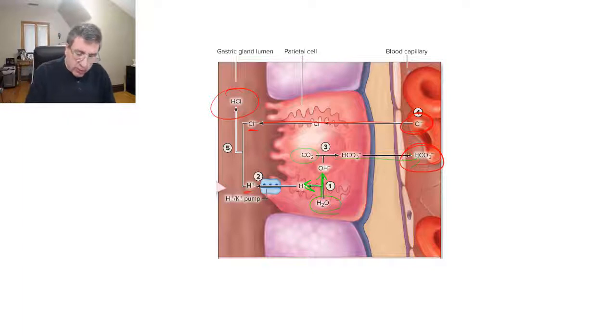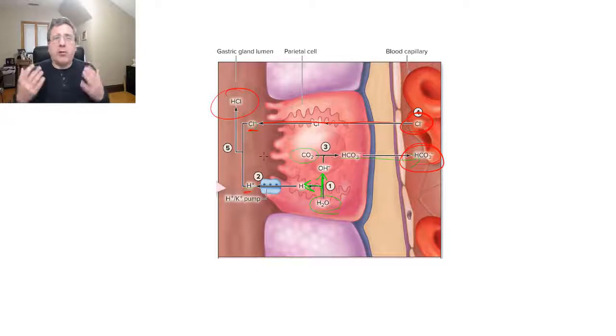But the hydrogen ion that's just floating around out here is put into the lumen of the stomach by a hydrogen potassium pump, and then the hydrogen comes out, binds with the chloride ion to give you hydrochloric acid. So that's the parietal cell in a nutshell.